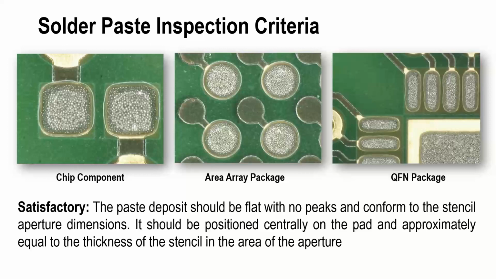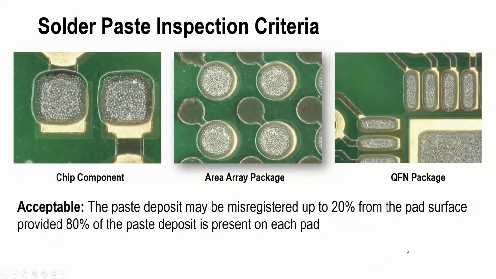So what I show you here is satisfactory printing on chip components, area array, and QFN packages. So this is just an example, but it illustrates the basic criteria I would use for a satisfactory print. Of course, you may be able to improve on this. You may have slightly different design apertures on your particular boards, but fundamentally, it's a good print.